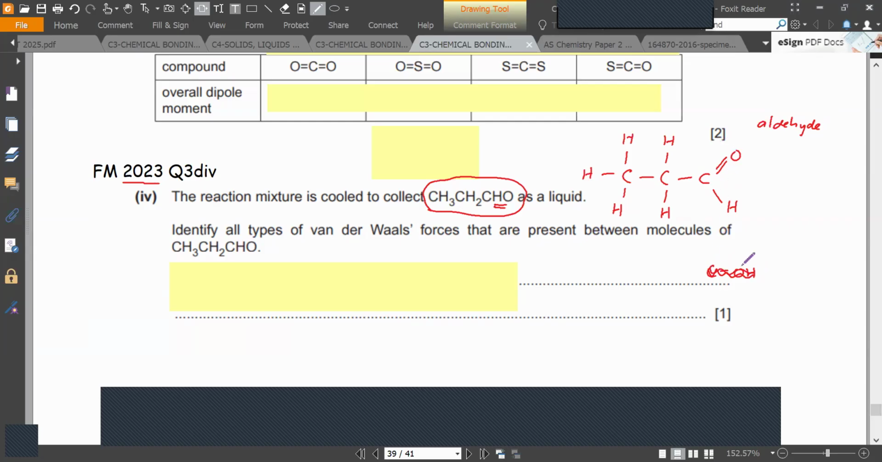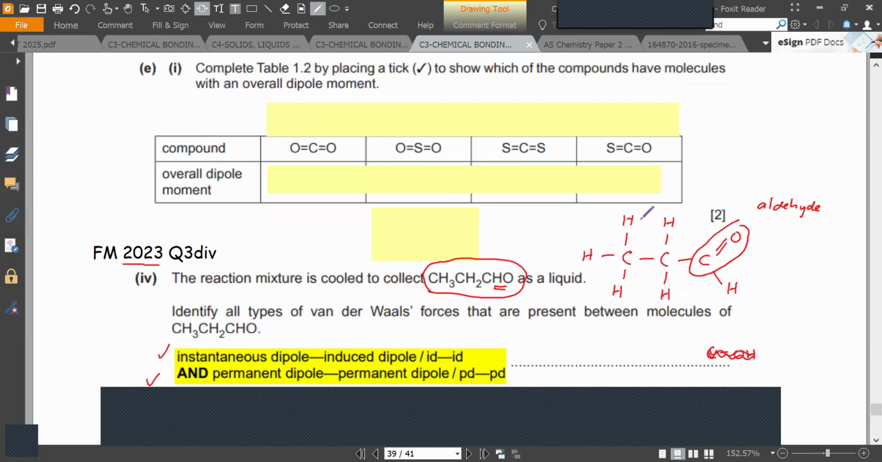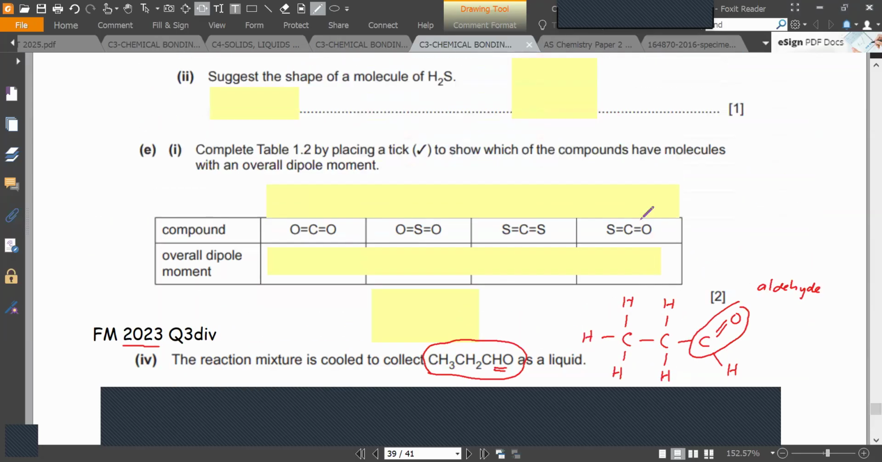Because it's not alcohol, it does not have hydrogen bonding, so it should be just ID and PD. It's got the instantaneous dipole induced dipole, which is present in all molecules, and it's got the permanent dipole because of this polar bond here. No hydrogen bonding.